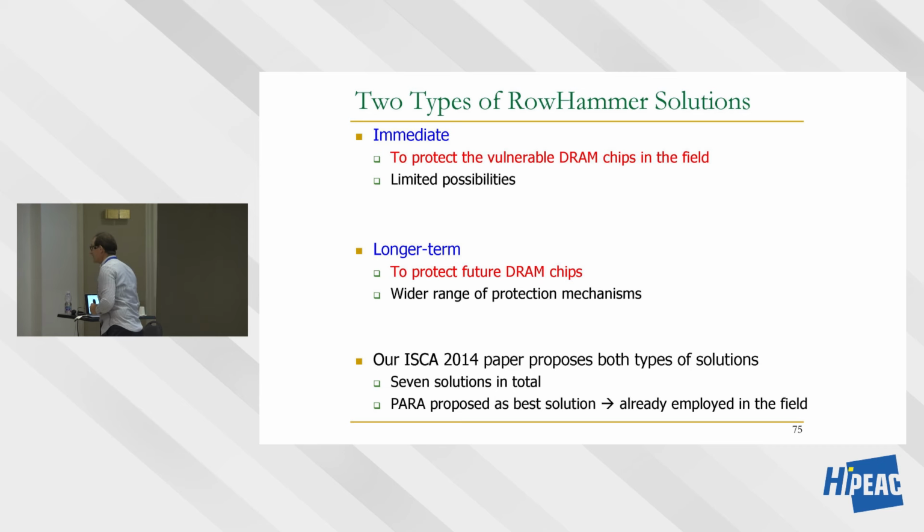But longer term, this is the area of creativity, and a lot of people have developed a lot of interesting solutions, and these solutions keep coming right now. So there's a wider range of protection mechanisms. In our original paper, we discussed 7 solutions. Actually, one of the solutions that's right now adopted by JEDEC was discussed and dismissed as being not so great, but I think maybe the solution became better over time. But I'm going to talk about what we proposed.